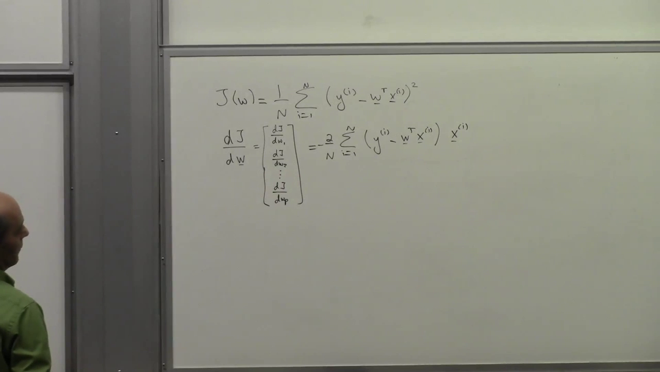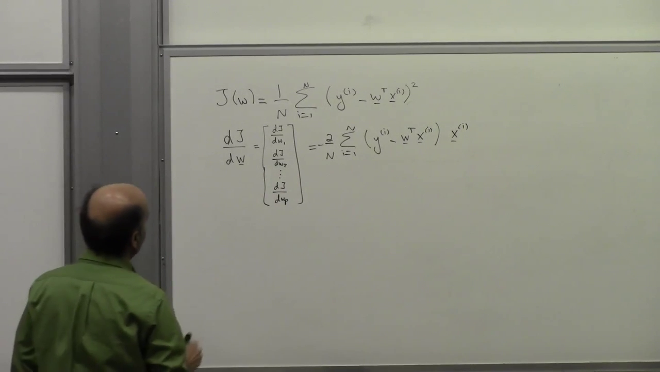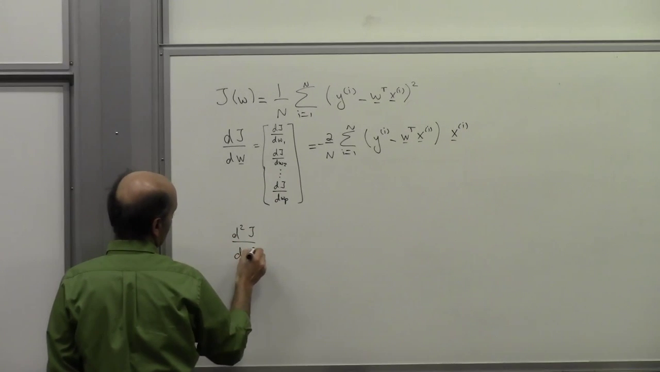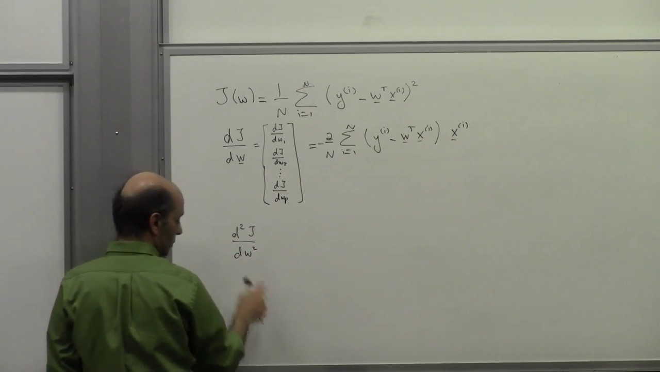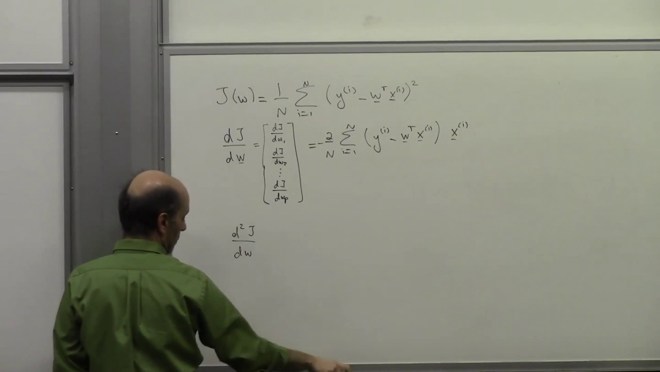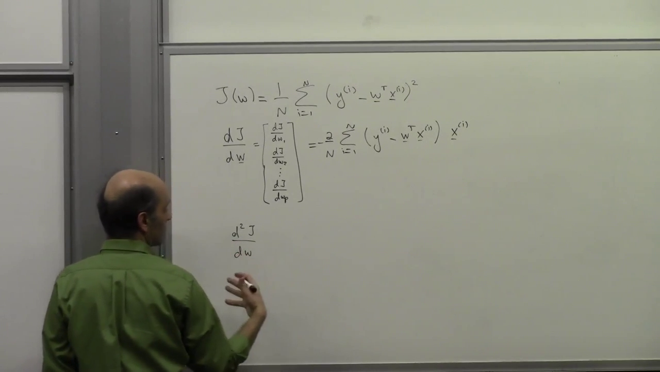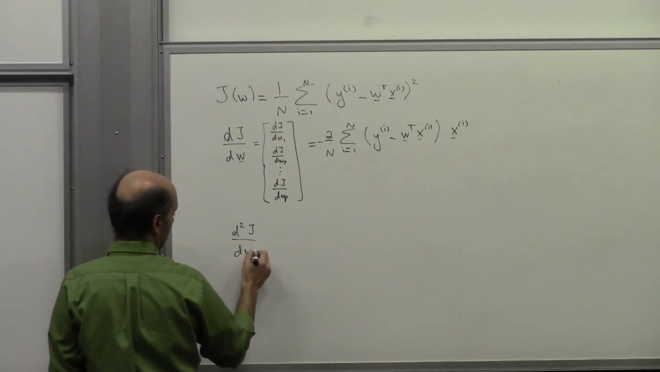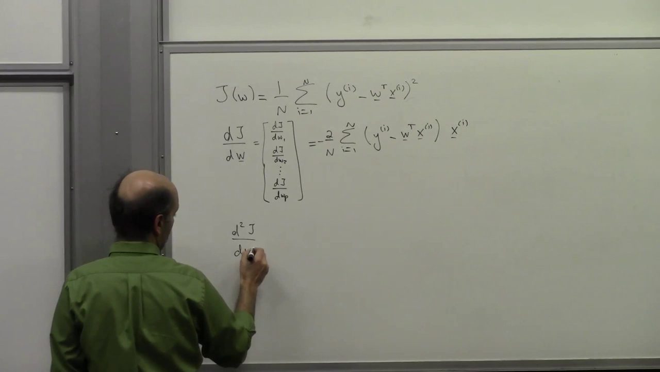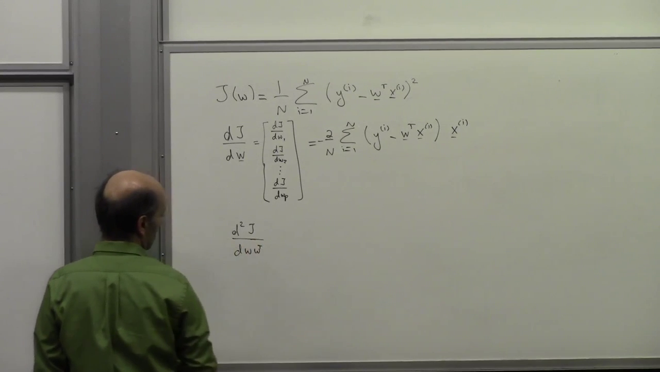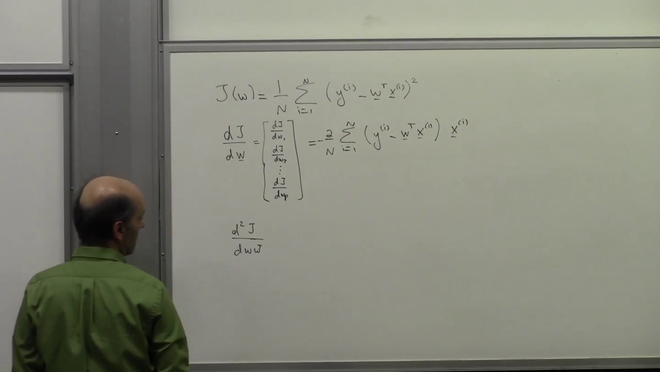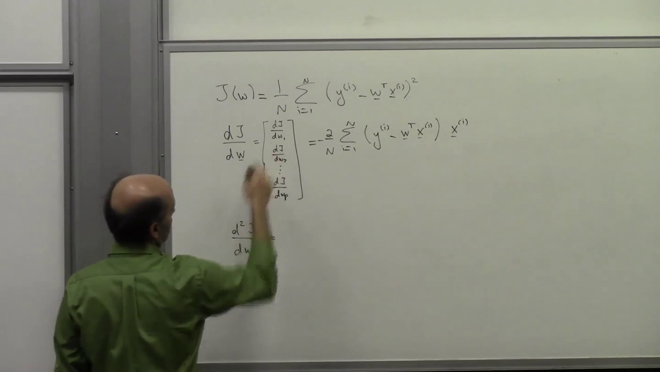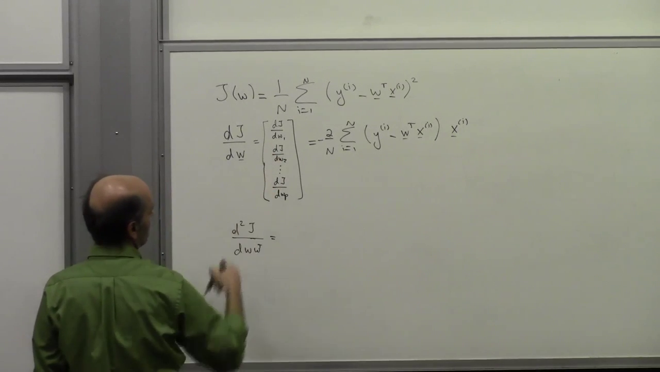That's the first derivative of this function with respect to w. The second derivative, just to be clear what this means, the proper notation for the second derivative of a scalar function with respect to a vector is written this way. What does that mean in terms of this first derivative that I wrote here?